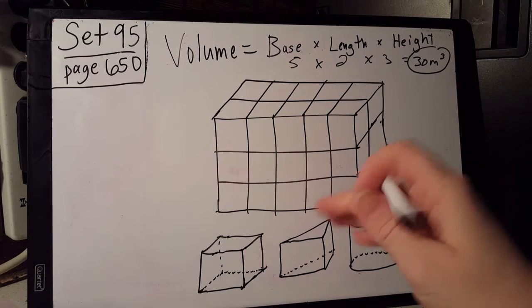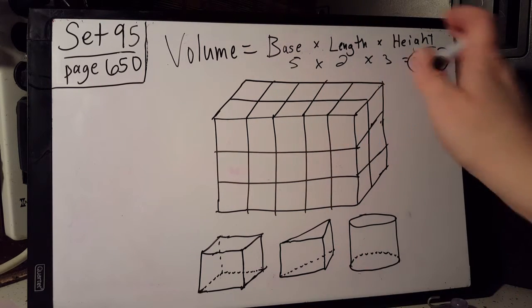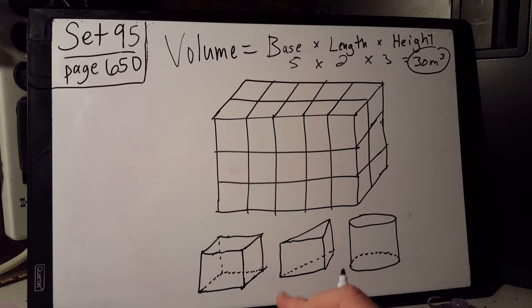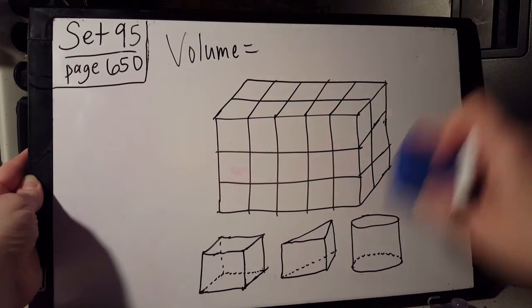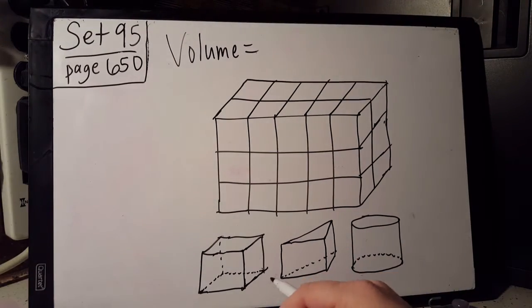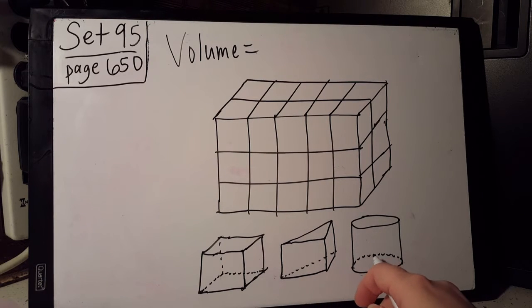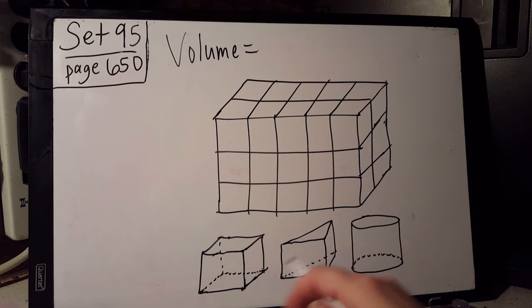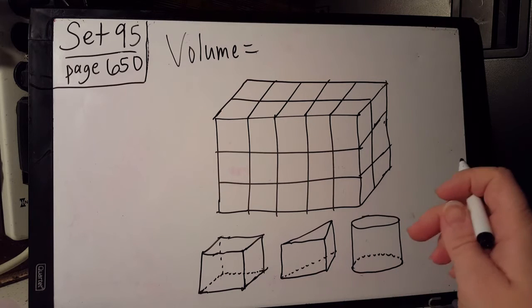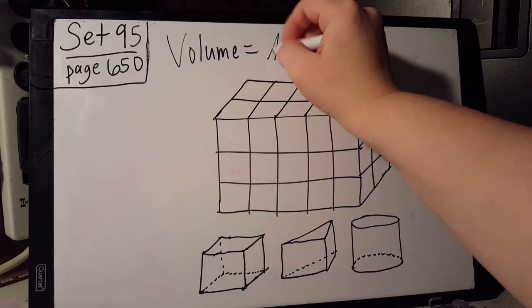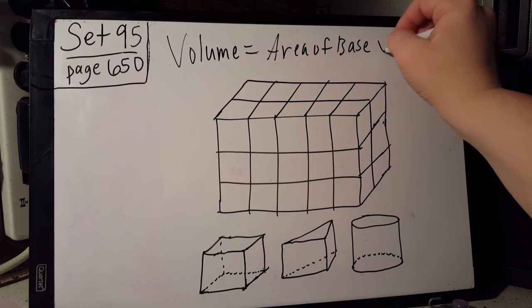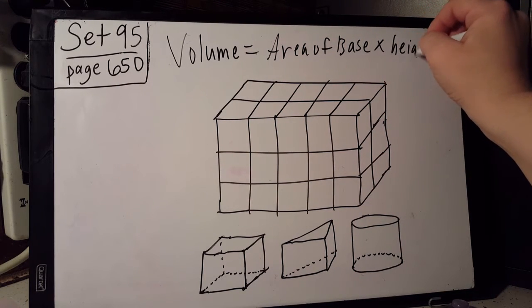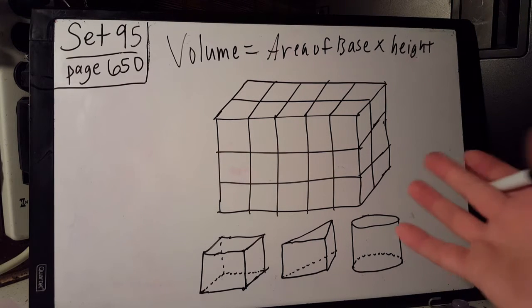All right, so from now on when we talk about volume, we're not going to say base times length times height. We're actually going to say the area of the base times the height. And the difference in how we look at that is because with these prisms, we don't have necessarily a base and a length. They get a little bit more complicated. So we need to look at the area of the base times the height. So what is the base exactly?